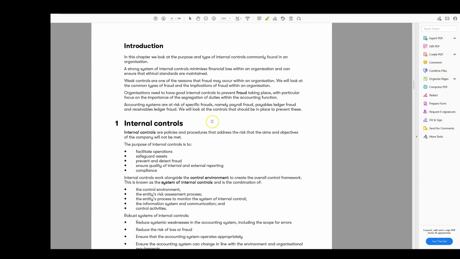Accounting systems are at risk of specific fraud, namely payroll fraud, payables ledger fraud, and receivables ledger fraud. We'll look at the controls that should be in place to prevent this. So these three are very important. The first one is payroll fraud, which is very common. Then the payables ledger fraud and the receivables ledger fraud. These are the three areas normally tested in the exam, so we need to make sure we are okay with that.